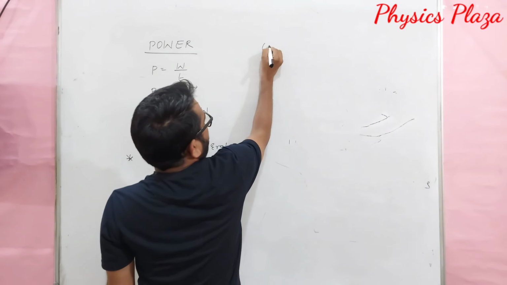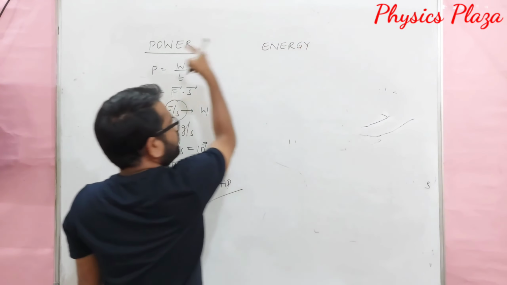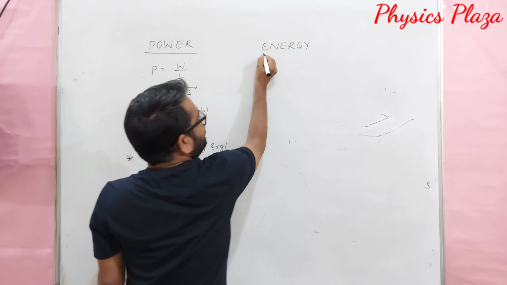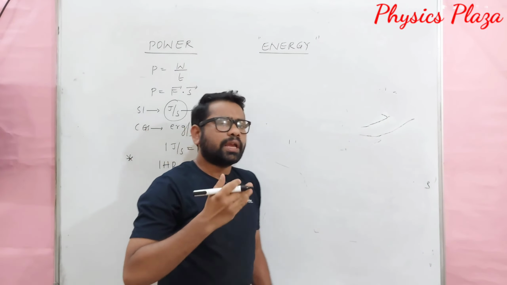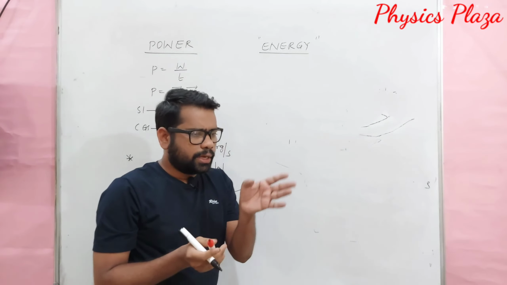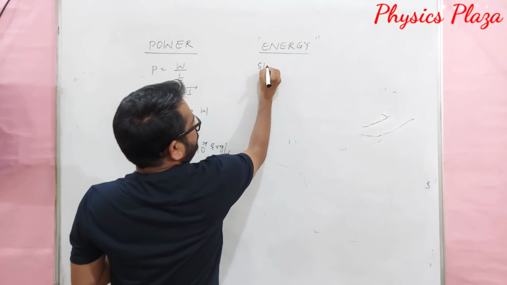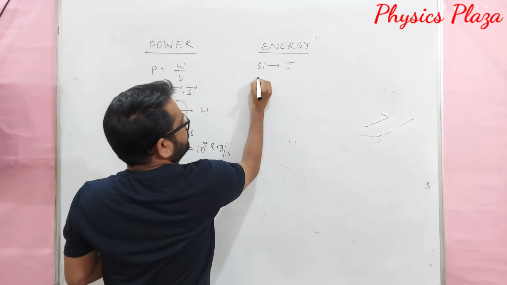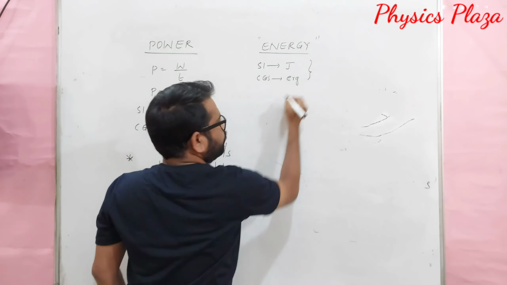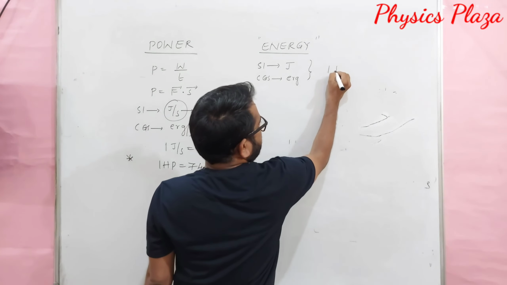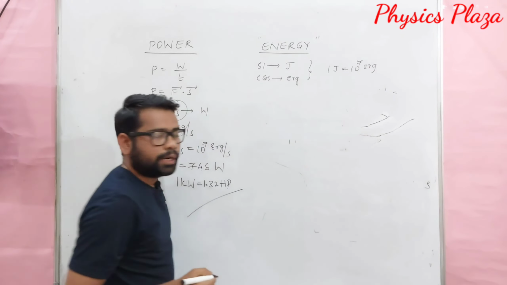And now we come to energy. What is energy, dear children? The rate of doing work is called power. But what is energy? The ability, the capacity to do work. The more the energy, the more the ability to do work. So energy is actually talking about work only. The SI unit of energy is joule, and the CGS unit of energy is erg. Children, how are joule and erg related? 1 joule is equal to 10 power 7 erg.